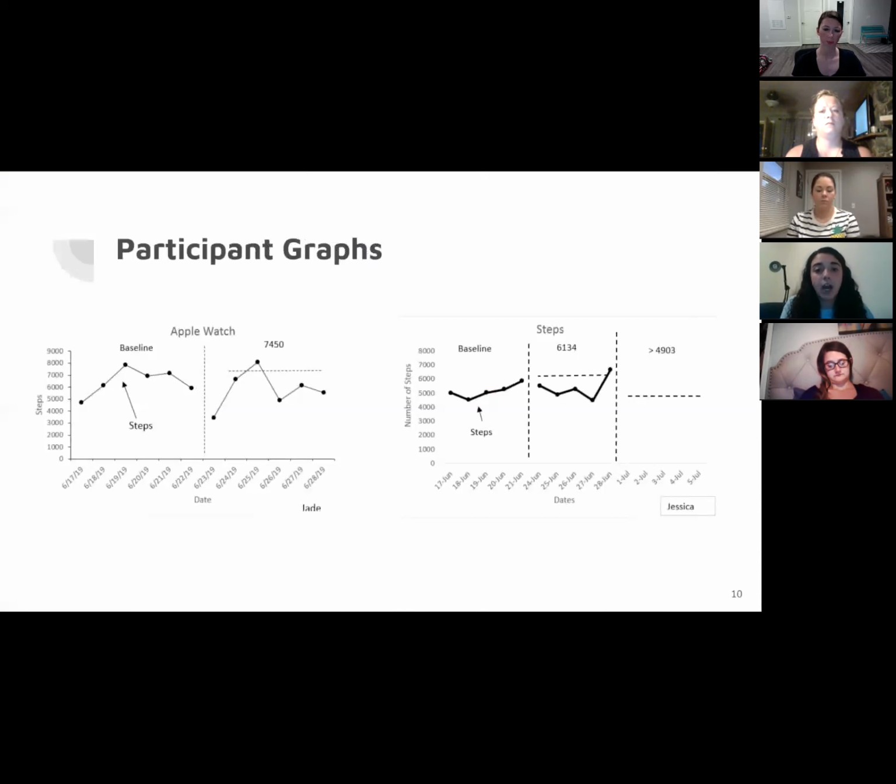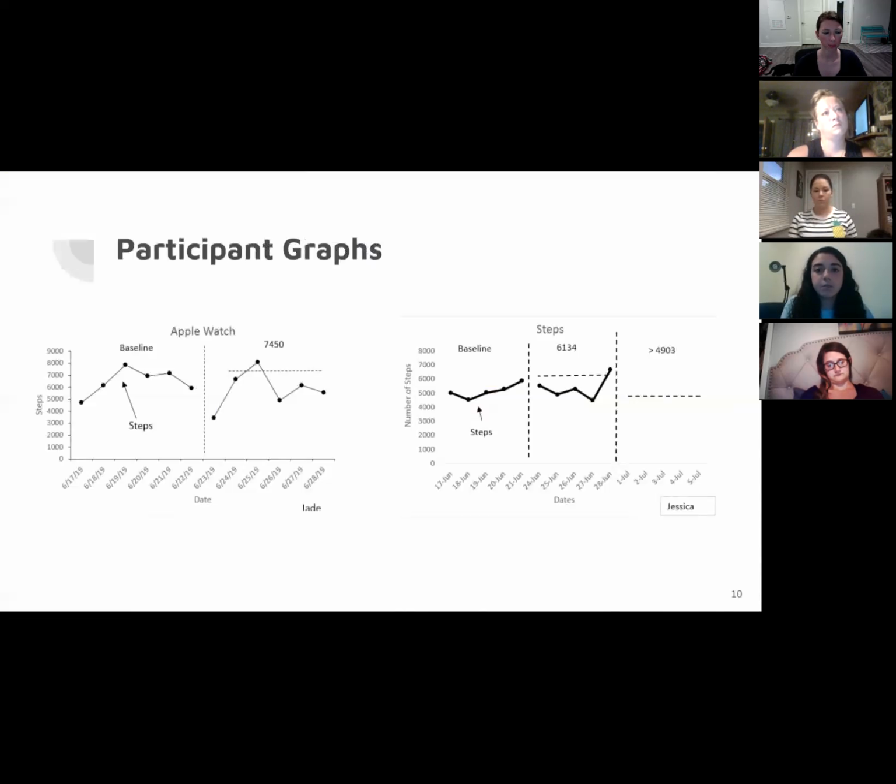Each participant's graph looks a little different from one another since it was a changing criterion design based on our own personal data. Each participant's personal data determined what criterion goal would be set for that specific participant from phase to phase. As you can see here, this first slide consisting of our participant graphs has Jade and Jessica's graphs. So let's look at Jade's graph first.